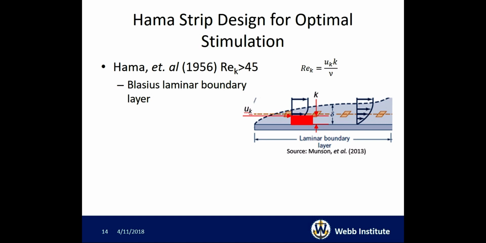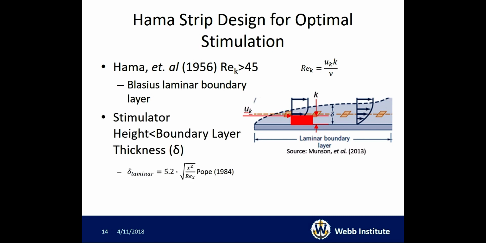Second, I needed to keep the height of my simulator inside the boundary layer. If my simulator is all the way up here, all I'm doing is adding drag, and those vortices that I discussed earlier will not form. So to predict that height, I used an airfoil testing book by Pope, 1984, which gave this equation used to size stimulators in airfoil testing for the height of the boundary layer, delta.